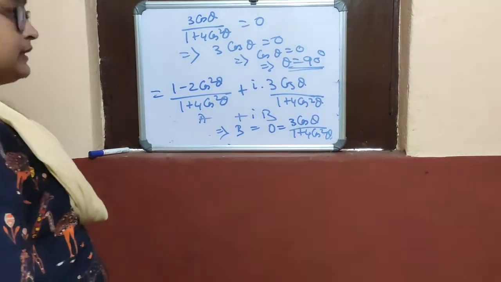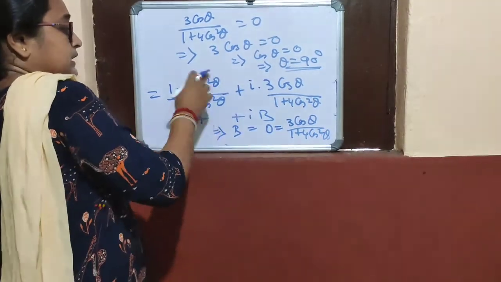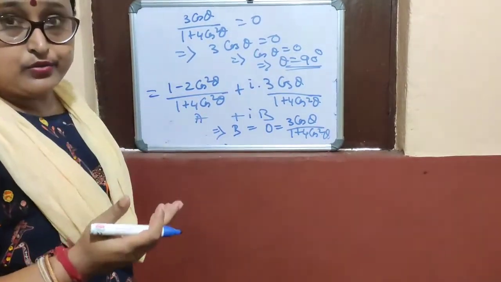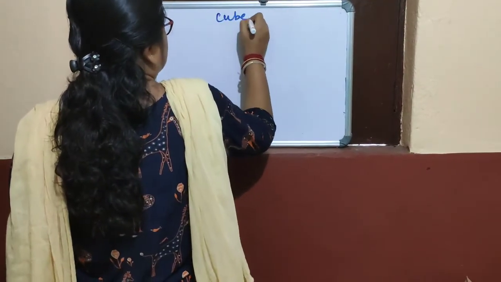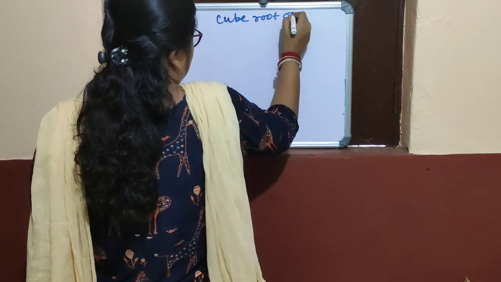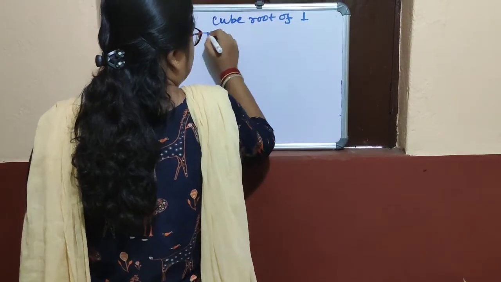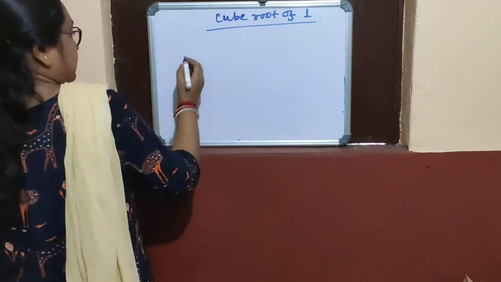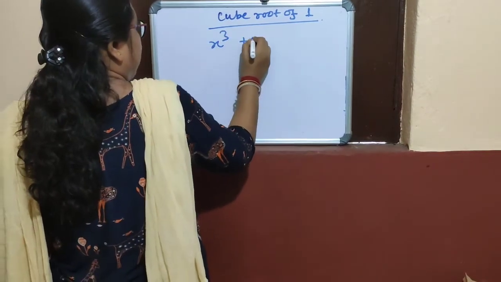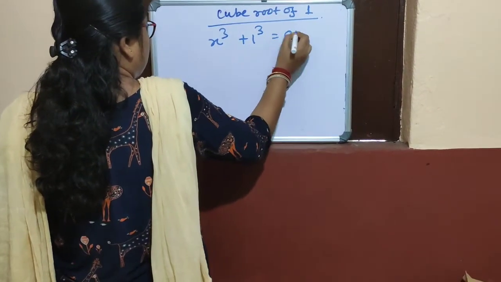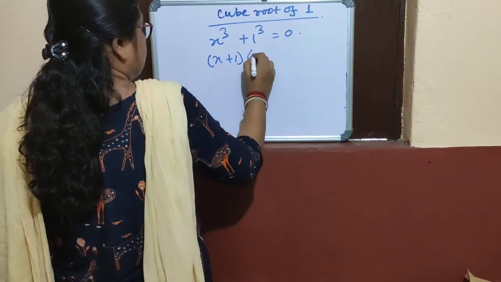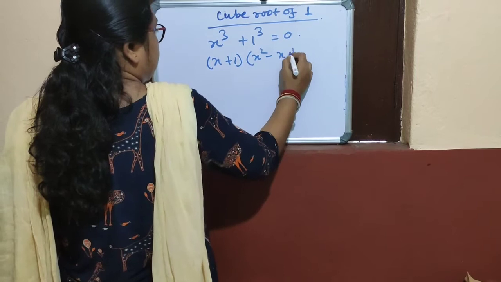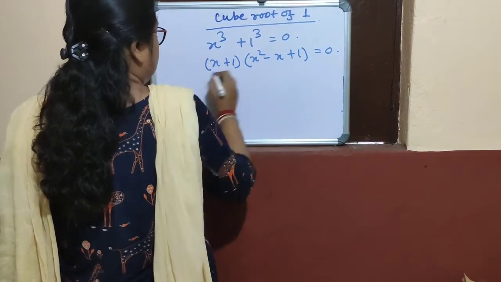So the value of theta, total part is only real value. Okay, now start with the cube root of omega, the cube root of 1 or unity. What is the cube root of 1? a cube plus b cube equal to 0. Now what is the value? (x + 1)(x square minus x plus 1) equal to 0.